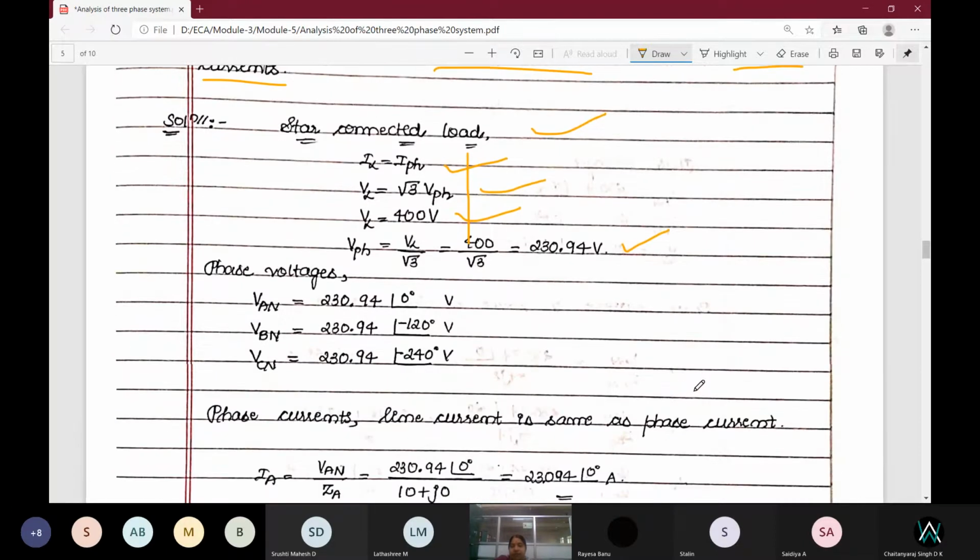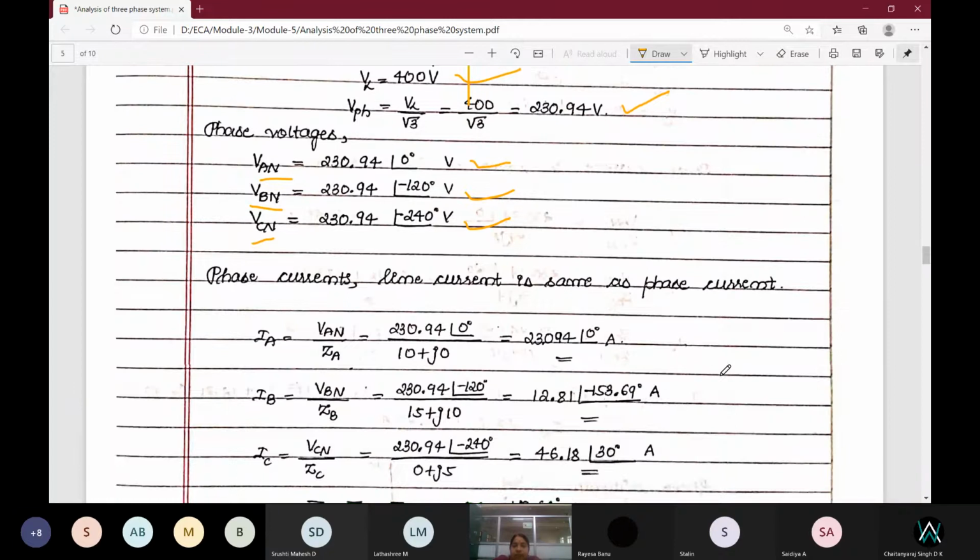Next we have to find the three phase voltages. You have to bring in the difference in the angle: VAN, VBN and VCN are the three phases with respect to neutral. It is 230.94 at an angle 0, the second will be minus 120 and the third is minus 240, or you can take it as plus 120 also. These are the three phase voltages. First we found one phase voltage and put the angle for it. The line current is the same as the phase current, so if you find the line current, you're finding the phase current only.